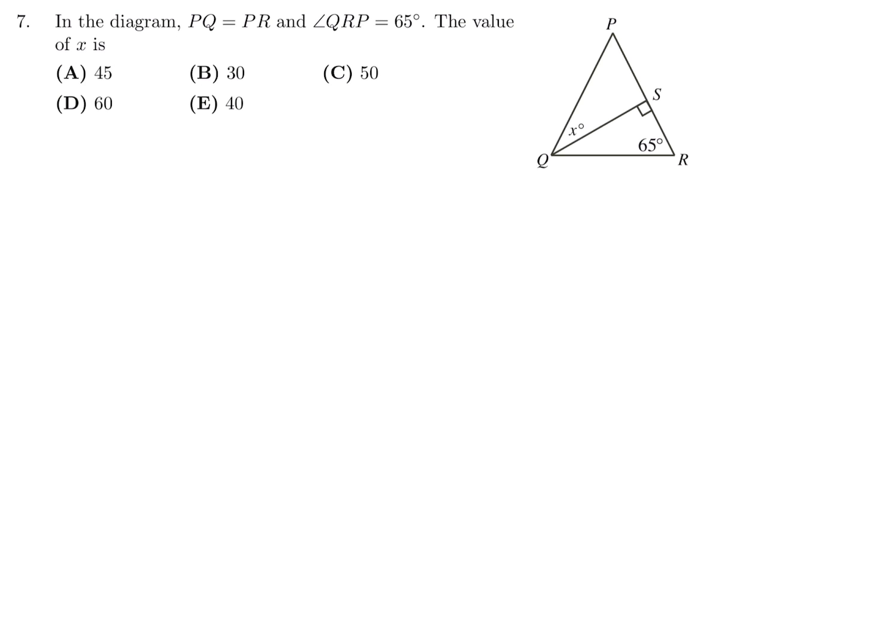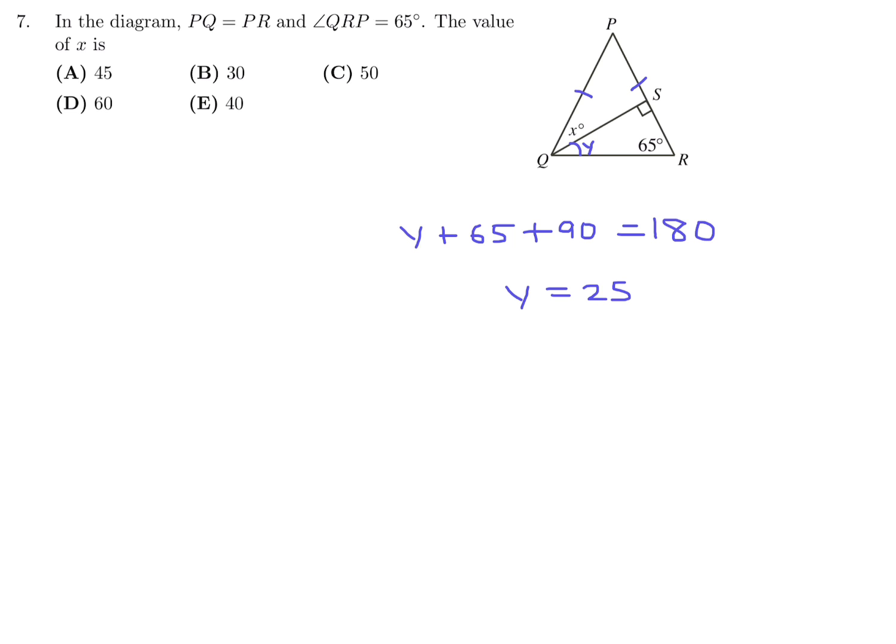In the diagram, PQ is equal to PR, and the angle QRP is 65. What is the value of x? So this is 90, this is 65. If I call this, let's say, y, then y plus 65 plus 90 will be equal to 180, because the sum of the angles of a triangle equals 180. So solving for this, we get y is equal to 25.